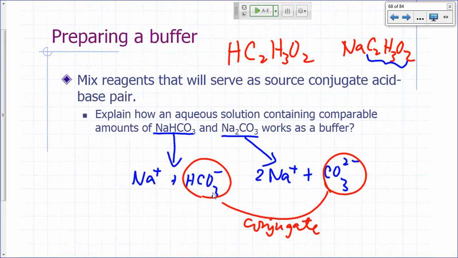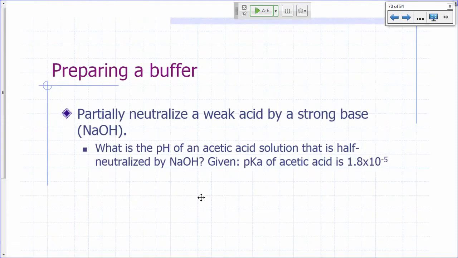So that's one way you can make a buffer. You just mix a weak acid and the salt of the weak acid. So here's your weak acid and its salt, or you can mix two salts, as long as the anions are, what do you call them, a conjugate pair. Another way you can prepare a buffer is to partially neutralize a weak acid with a strong base.